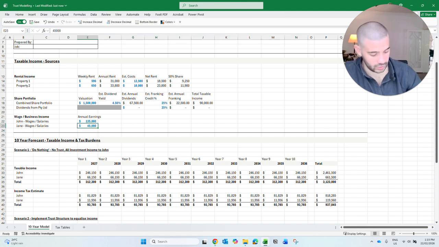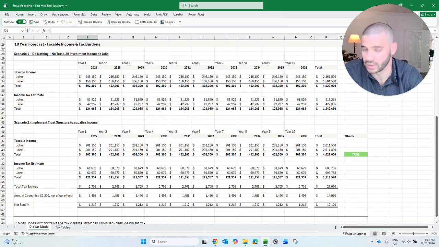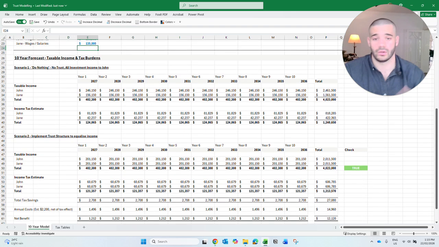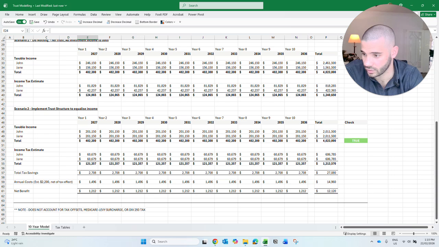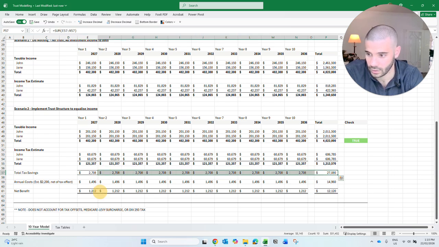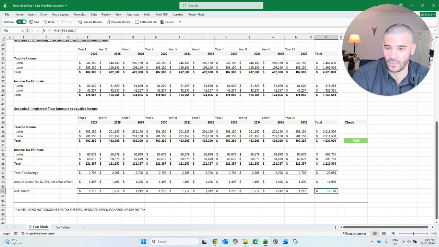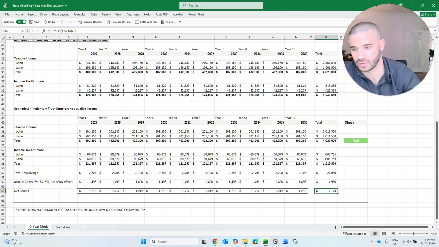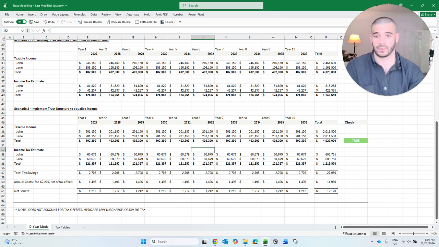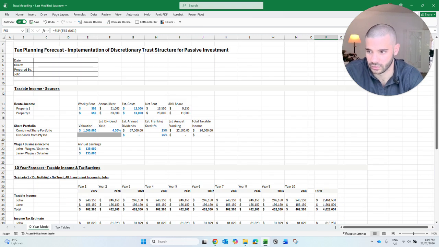Now, if John and Jane were both earning a similar amount, you're going to see the benefit drop again because they've both already used up a lot of their lower tax brackets. There is still a bit of a benefit, but after costs, you're saying, all right, $12,000 over the 10-year time horizon. Again, it doesn't factor in the compounding. And it doesn't factor in if you were going to sell a big chunk of shares in year 6 and you had a massive capital gain. Again, the trust will be very useful in that situation. But you can see we might get to a point where we decide the trust isn't actually worth it.